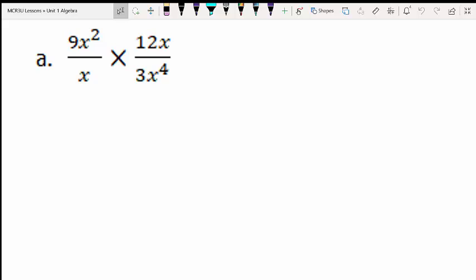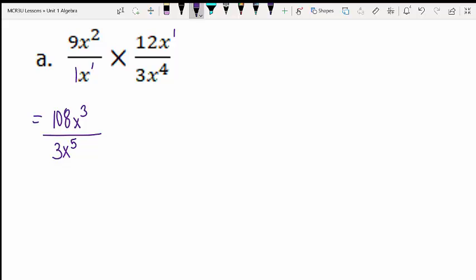9x squared divided by x times 12x divided by 3x to the power of 4. Now, there's obviously no factoring that needs to happen because there's only one term in both the numerator and the denominator. So let's just go ahead and multiply straight across. So 9x squared times 12x, multiply the number parts first, so 9 times 12 is 108, multiply the variable parts, so x squared times x to the power of 1, you're going to use your product rule, it's x cubed. Same with the denominator. Numbers first, so 1 times 3 is 3, x to the power of 1 times x to the power of 4. Product rule says that that's x to the power of 5.